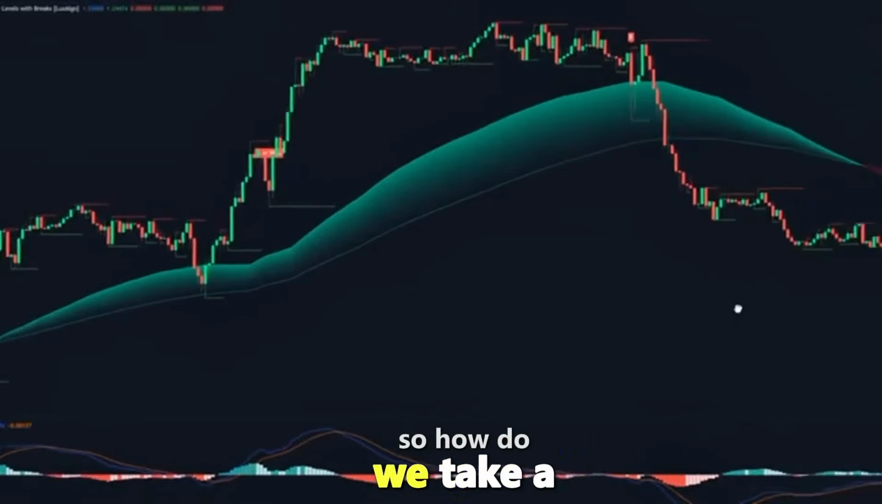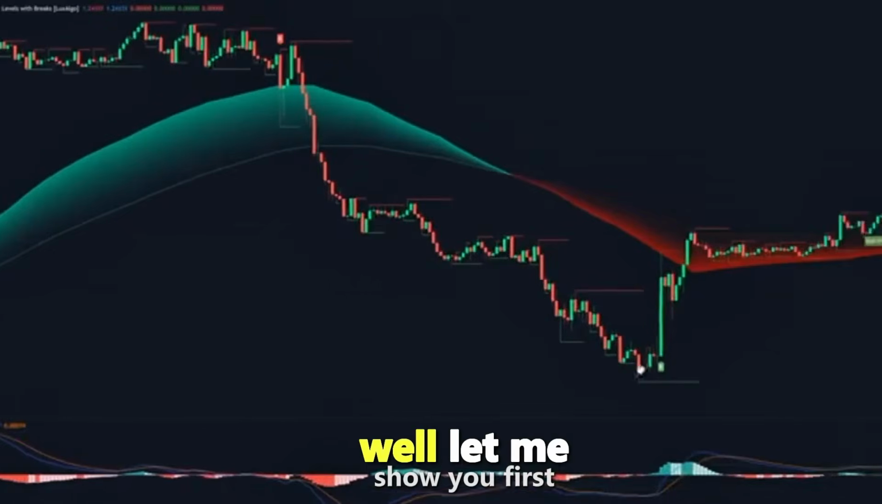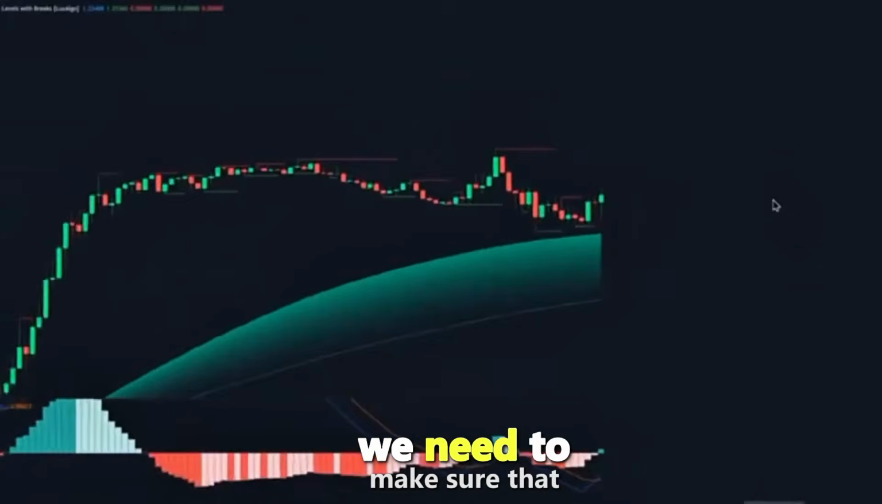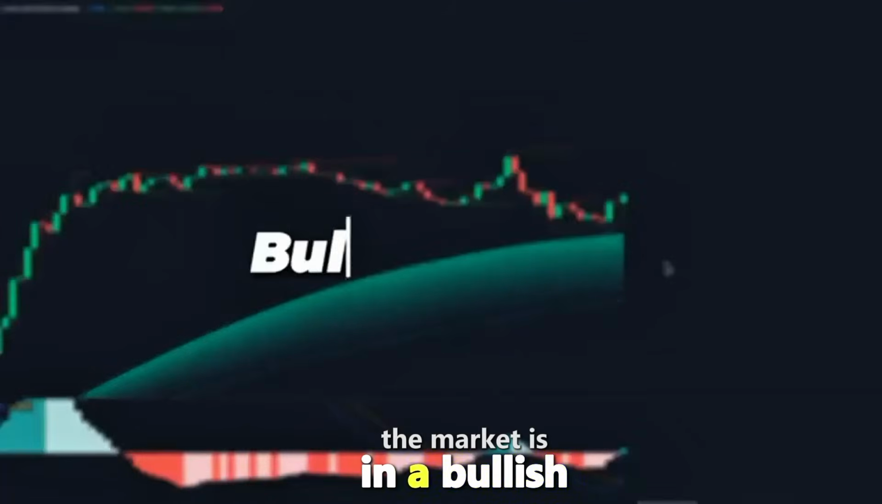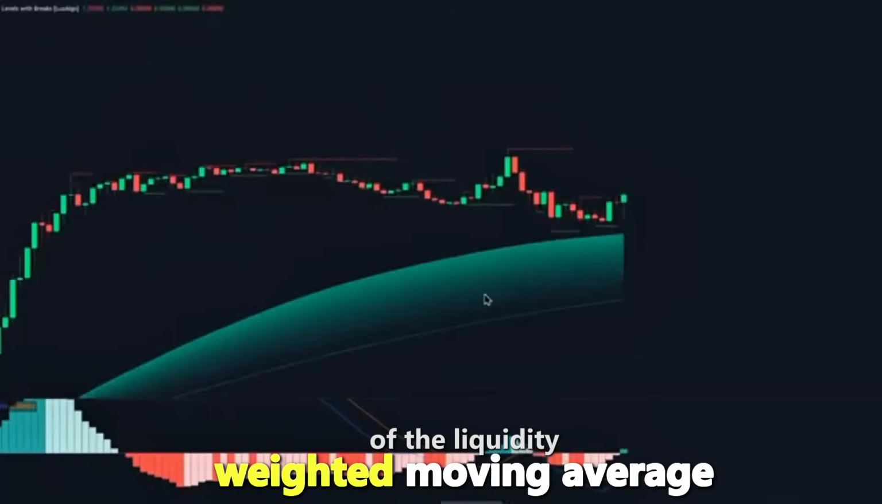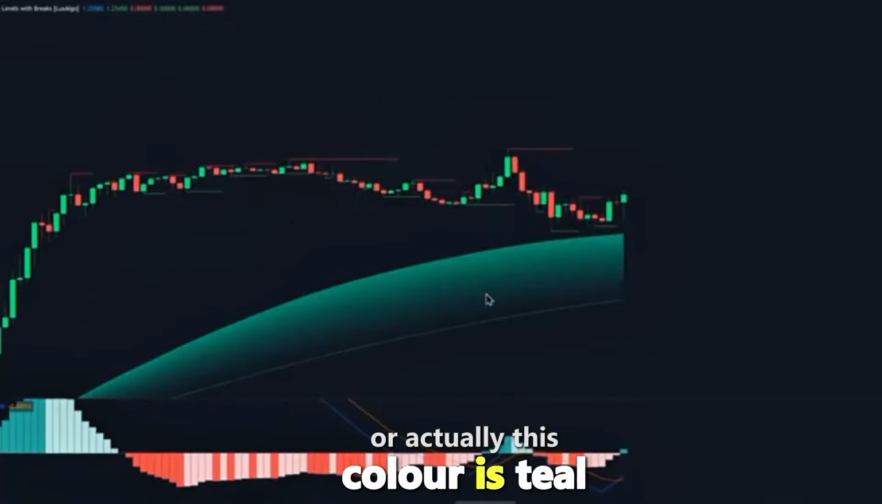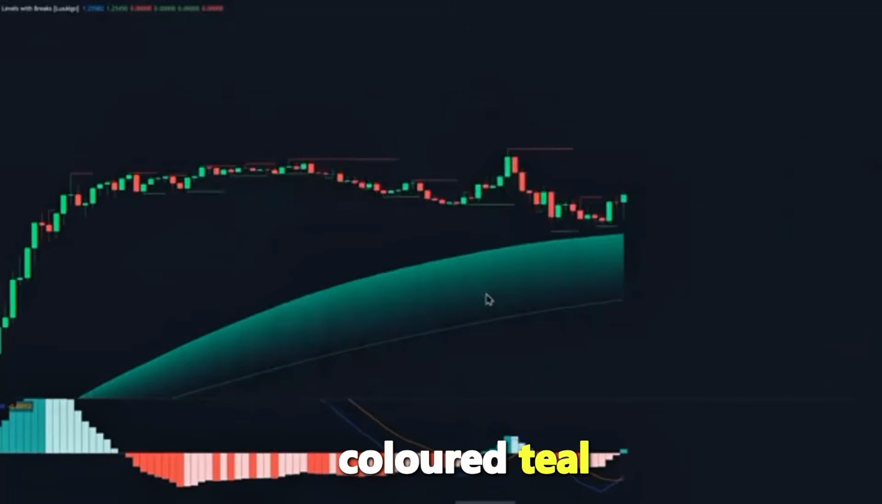so we can go over how we can use these indicators to take long and short positions. So how do we take a long position using these three indicators that we have here? Well, let me show you. First, we need to make sure that the market is in a bullish trend. For that, we're going to need this trend ribbon of the liquidity weighted moving average to be colored green, or actually this color is teal. So we need it to be colored teal like this to indicate that the market is bullish.